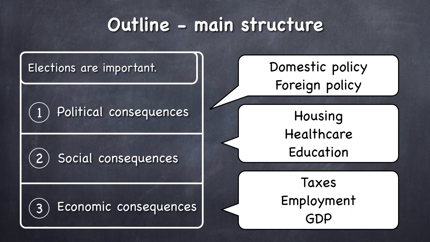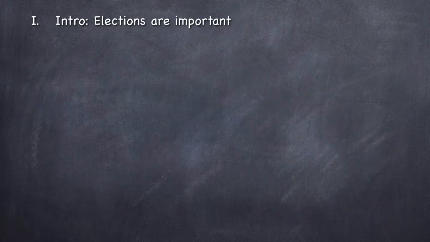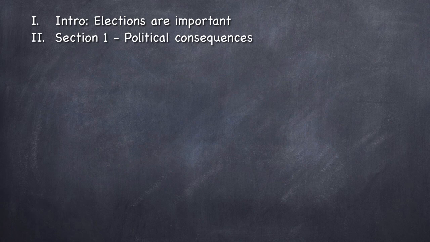Elections are important for these 3 reasons: politically, socially, and economically. And we have the supporting points. There we go. Domestic policy, foreign policy for section 1, housing, healthcare, education for section 2, and taxes, employment, and GDP for section 3. And let's create our bulleted list. In other words, let's create the actual outline the way you would have it in your document.